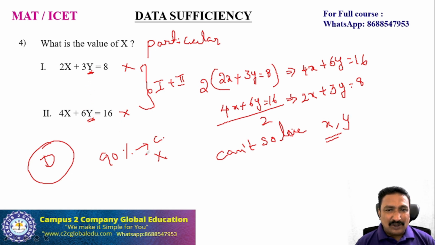While you are combining also we cannot find. Why? Because both the statements are the same statements. So that's why you cannot solve the x and y values. But if we cannot solve x and y values, then your answer is D, friends. Understood, friends? We'll go to the next question.